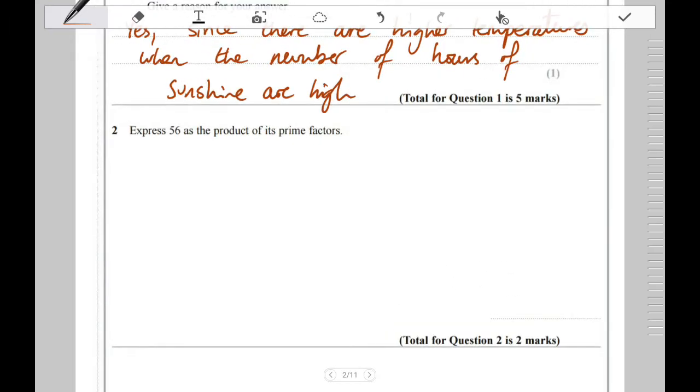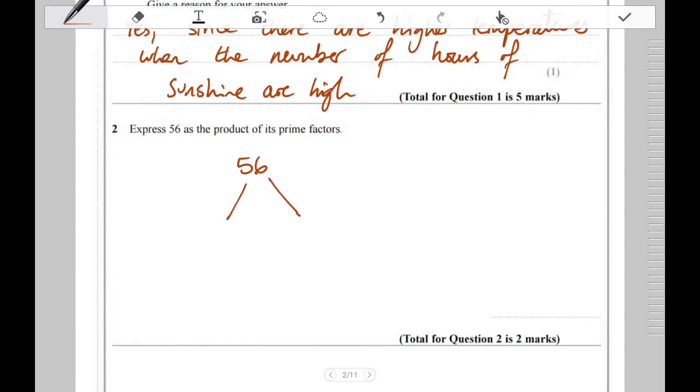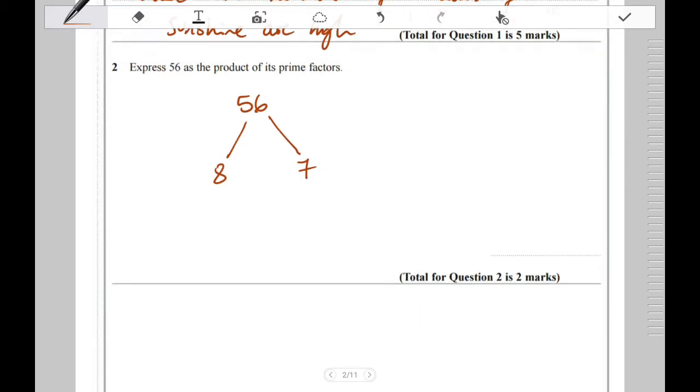Next question. Express 56 as the product of its prime factors. The way you do this is you write down your number, in this case 56, and you break it down into factors, whatever factors that you know. A branch stops when the number it ends at is a prime number. So in this case, 56 is made by 8 times 7. This branch will stop because there's a prime number here.